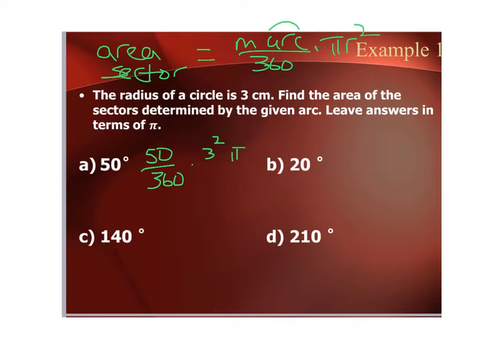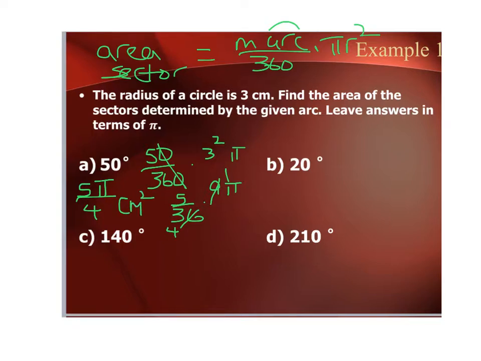So I could cross these zeros off. So I'm going to make it 5 over 36 times 9 pi. I can also simplify the 9 and the 36 and make it a 1 and make this a 4. So my final answer here is going to be 5 pi over 4. And these are centimeters squared.